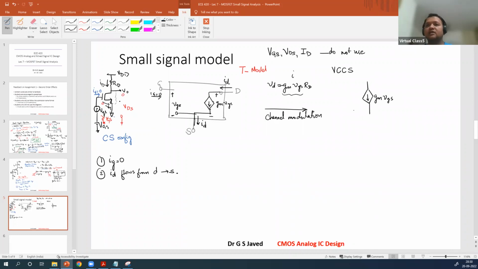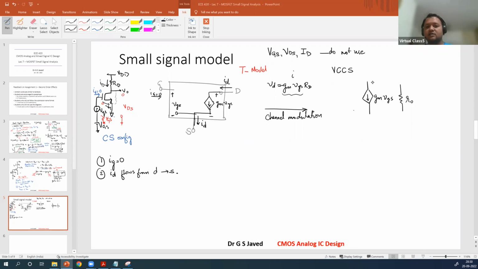Then you will see an R0 from drain to source. This will be R0. Now, what is this R0 here? Don't know, right? This is the output resistance. Okay. Last topic, and I will close in 5 minutes.